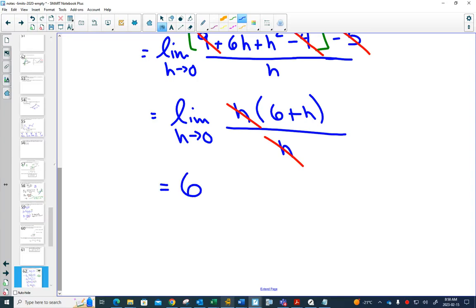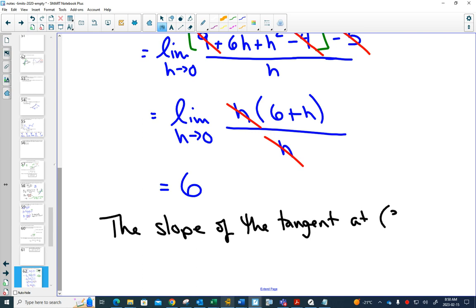and we find out, right, what does this mean? The slope of the tangent at 3, 5 is 6. That is what we've discovered.